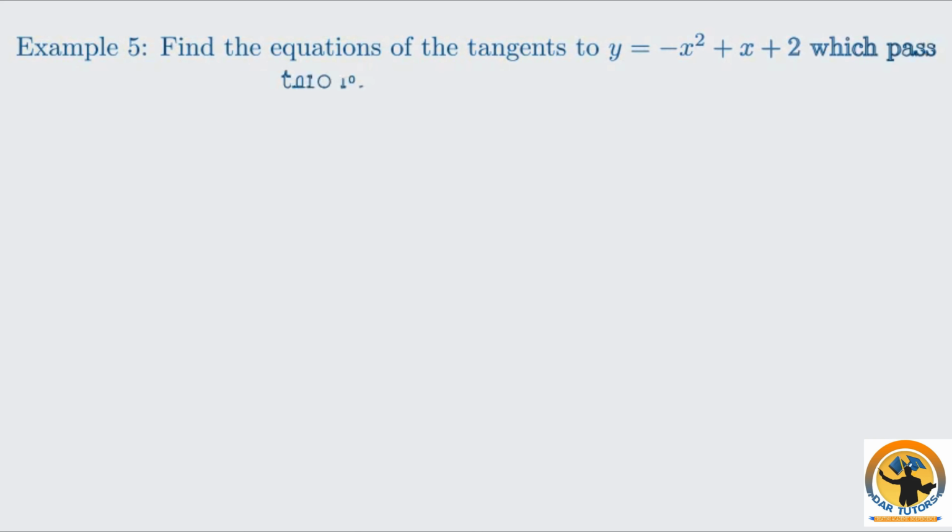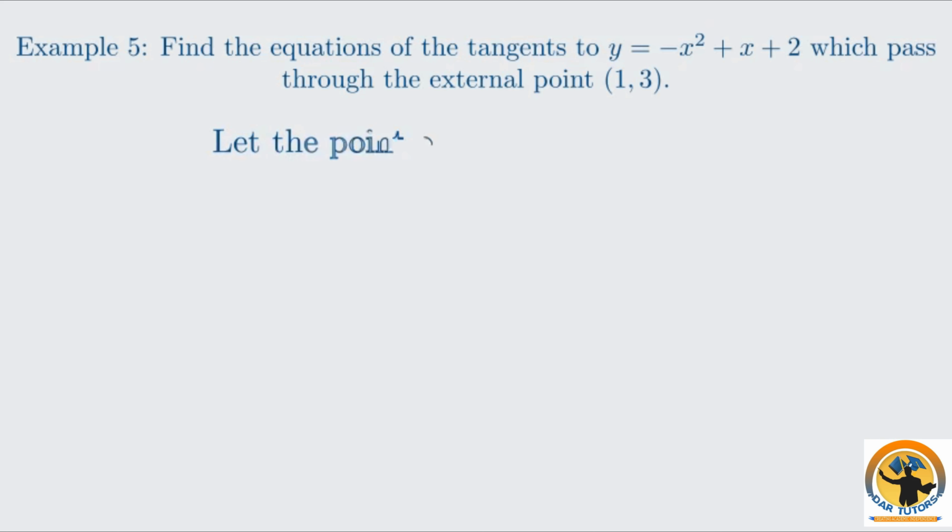Let's consider another advanced problem. We need to find the equations of the tangents to the parabola y equals negative x squared plus x plus 2, which pass through the external point (1, 3). This is different from our previous examples because the point (1, 3) is not on the curve. We need to find the points of tangency first.